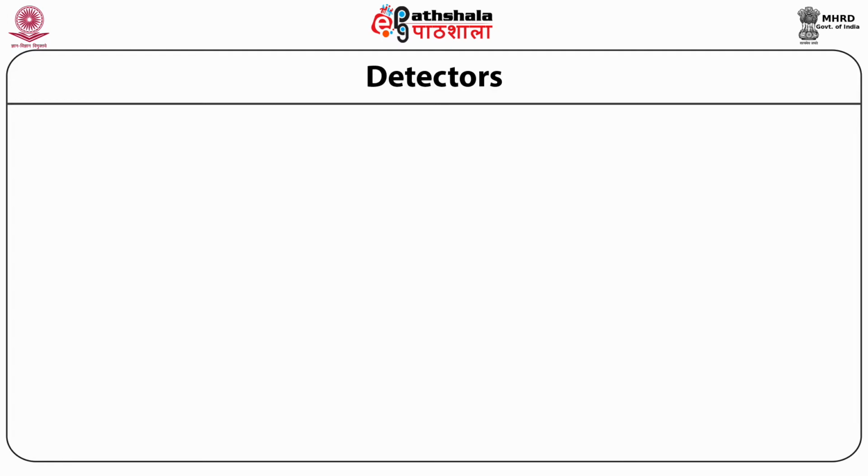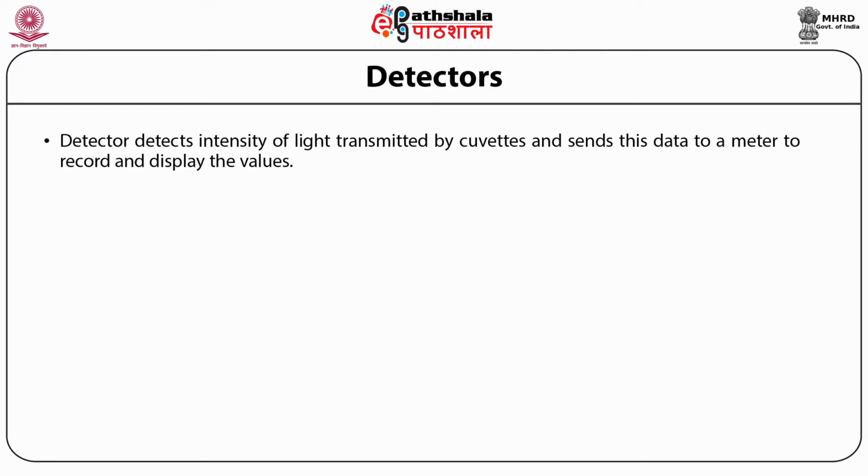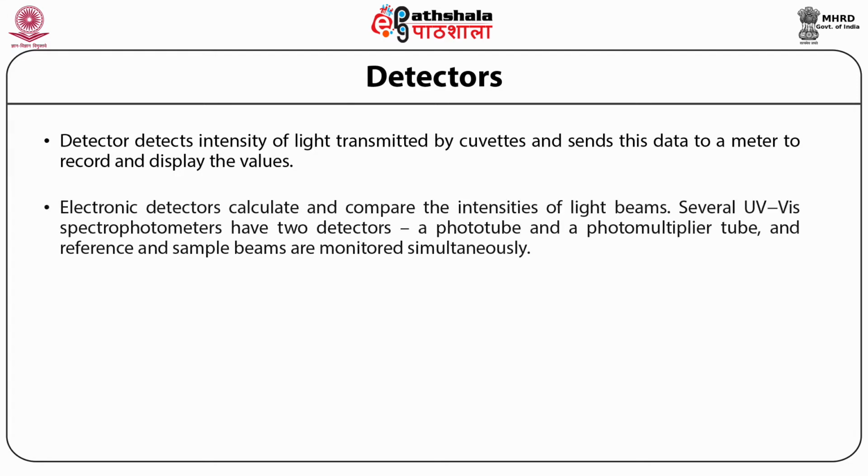Let us now discuss the detectors. Detectors detect the intensity of light transmitted by the cuvettes and send this data to a meter to record and display the values. So electronic detectors calculate and compare the intensities of the light beams.